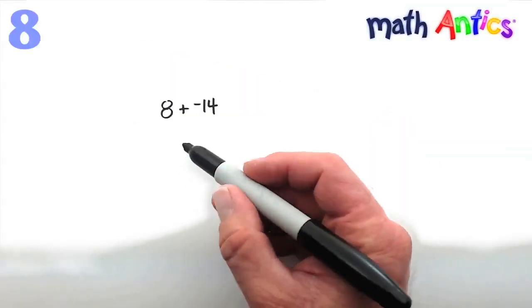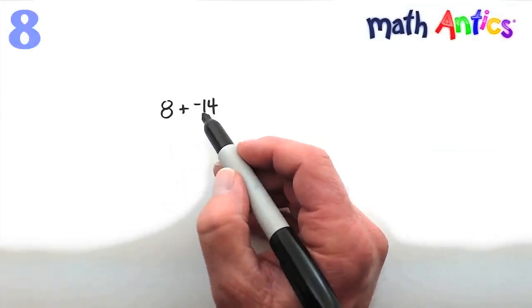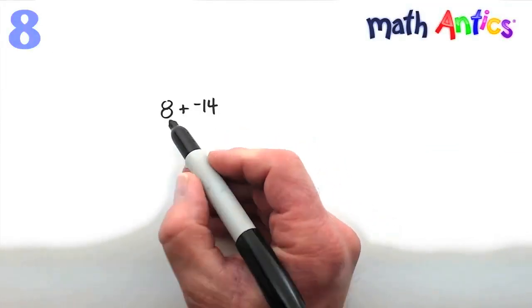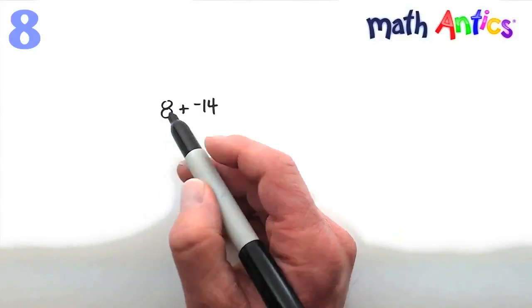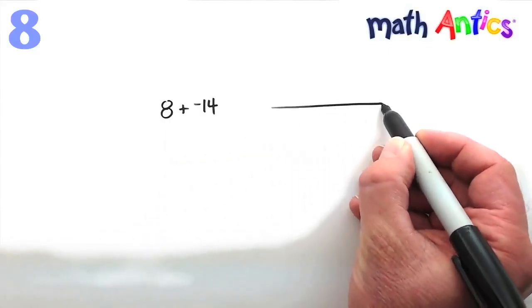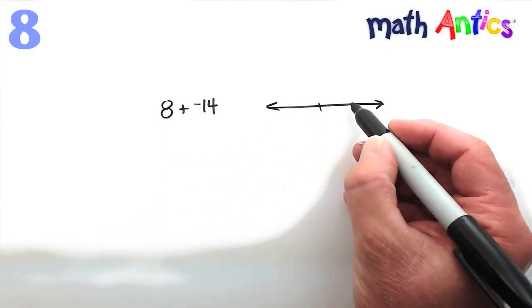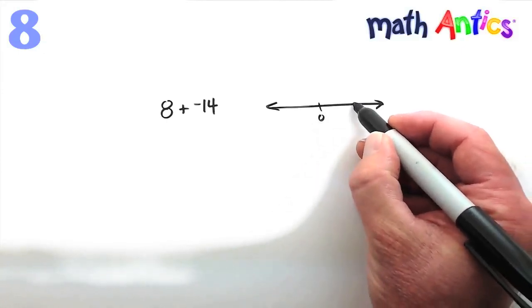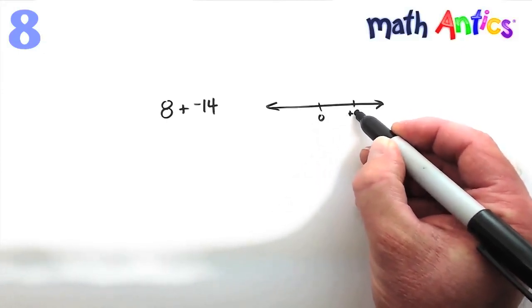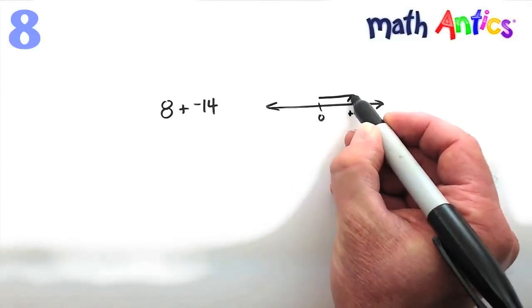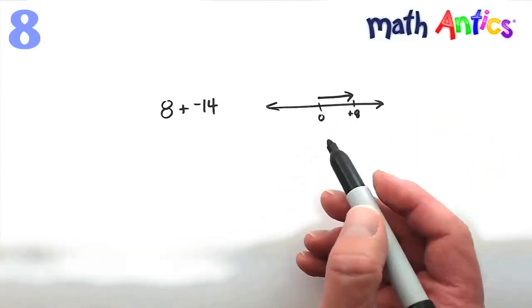And for our next problem, we have 8 plus negative 14. So in this case, we're starting with a positive. We're starting with positive 8. So we'll draw our number line. And we'll say that positive 8 is right about here, plus 8. So we can draw an arrow to represent what we're starting with. We're starting with positive 8.